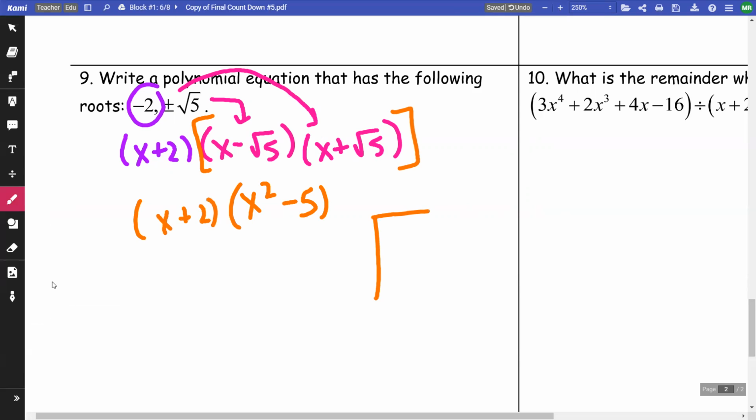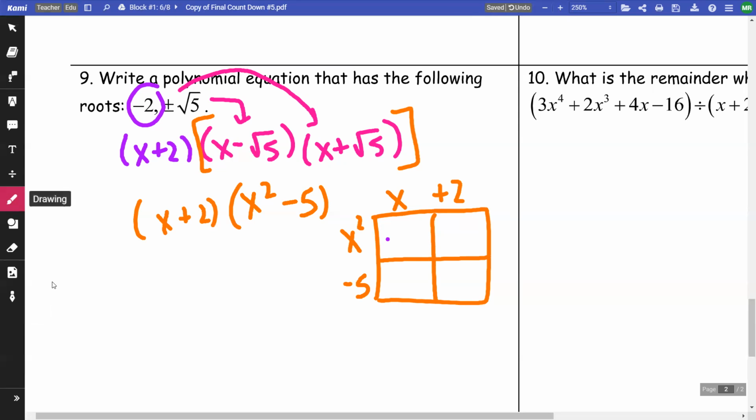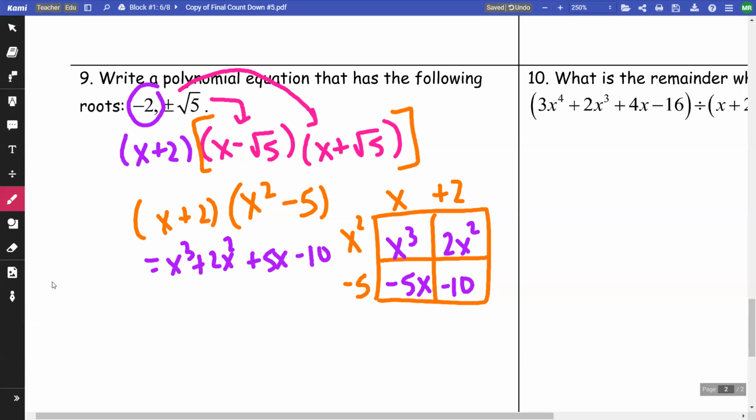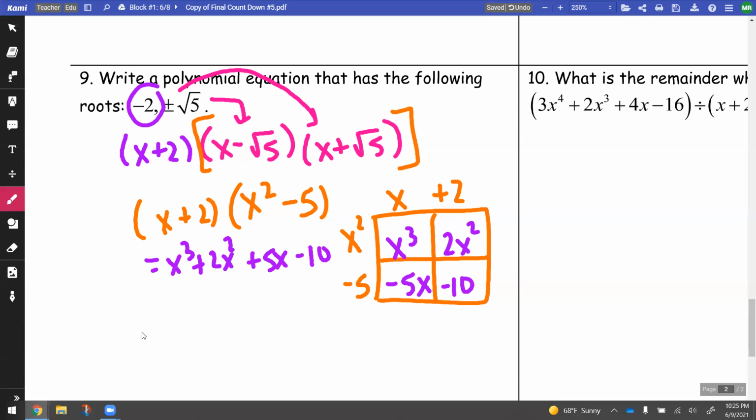I think I'm going to do a box. So I'm going to have an x plus 2 and x squared minus 5. So I end up getting x to the third, 2x squared, minus 5x, minus 10. So that's my answer: x cubed plus 2x squared minus 5x minus 10.